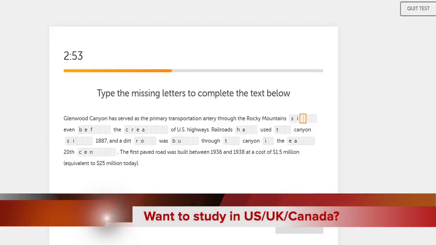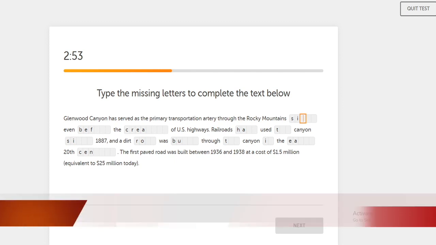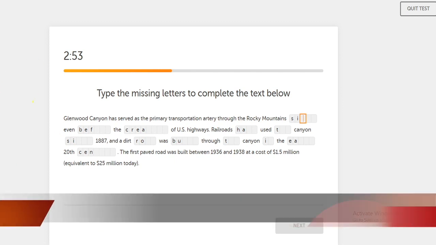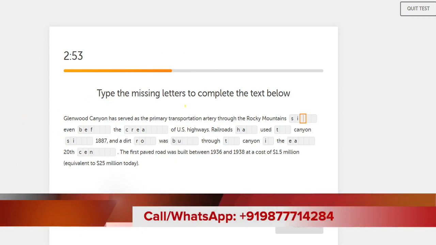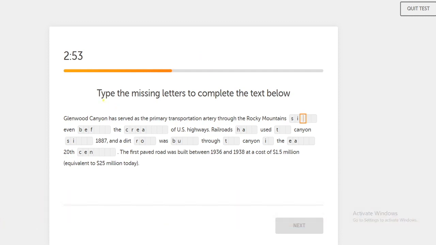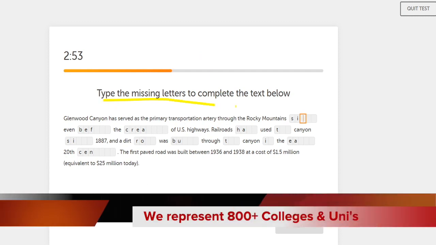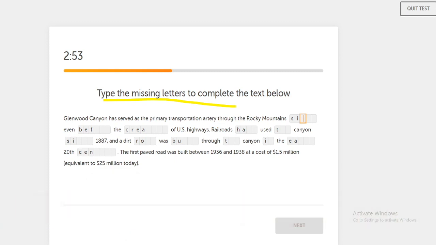There would be sentences and kind of fill in the blanks. You have to type the missing letters to complete the text. This is what the question would look like. You have to type the missing letters to complete the text below, and it seems to be relatively easier for someone who would understand the entire paragraph properly.